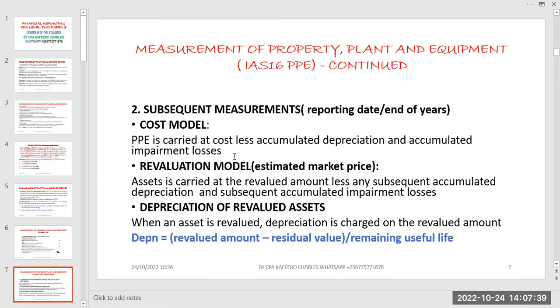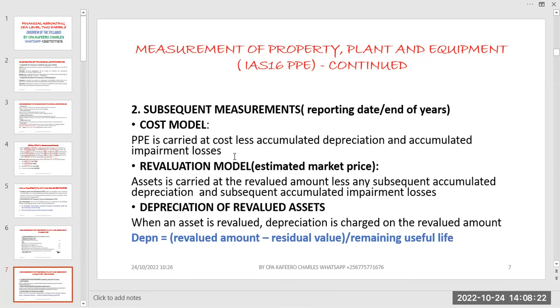It is more of a historical cost, whereby these items of PPE are carried at cost, less accumulated depreciation and accumulated impairment losses. Because if you have bought the asset, let's say on 1st January 2022, by the end of 31st December 2022, we assume that the asset will be reducing in value because of depreciation and the impairment that may happen along the way, because you don't know what will happen.